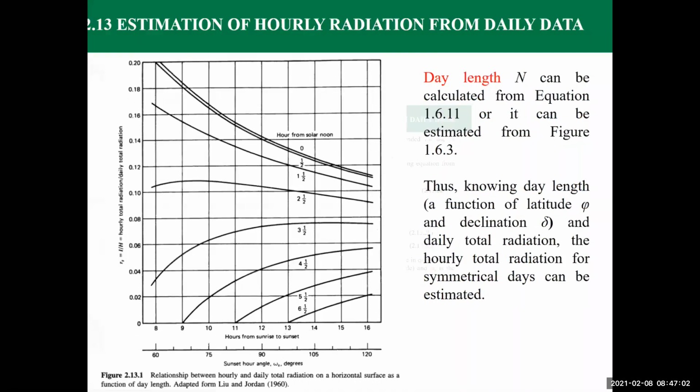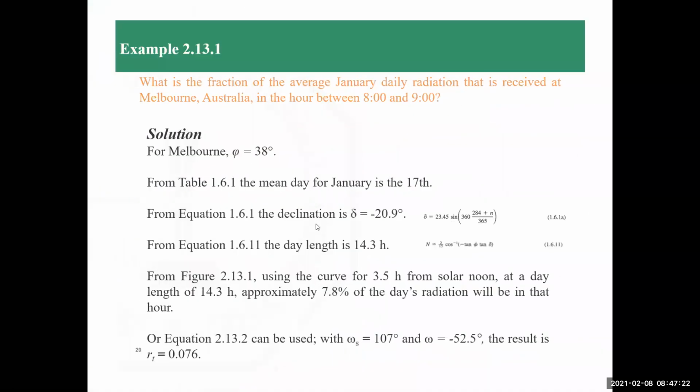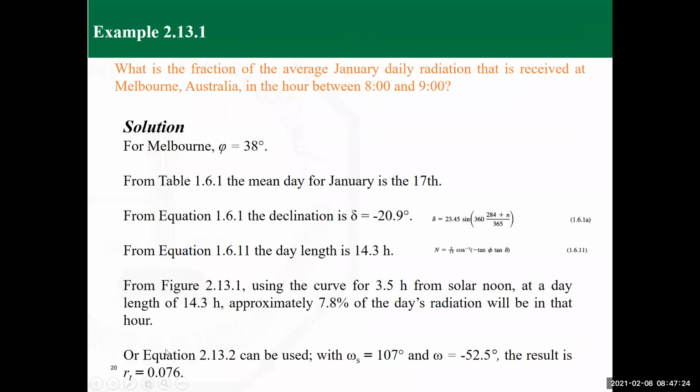So this is how you can use the figure for obtaining this value. Alternatively, we could have used the correlation here, but for the correlation, we have to go one extra step by calculating the hour angle, omega, and the sunset angle, omega s. And once we know omega s, you can estimate A and B, and then you can substitute these values here to obtain the value of RT. Doing that, it has provided a value of RT of 0.076. We get the correlation for omega s and the equation that we use to calculate omega, then substitute into the equation, and we get a very close value. The difference is only 0.002.